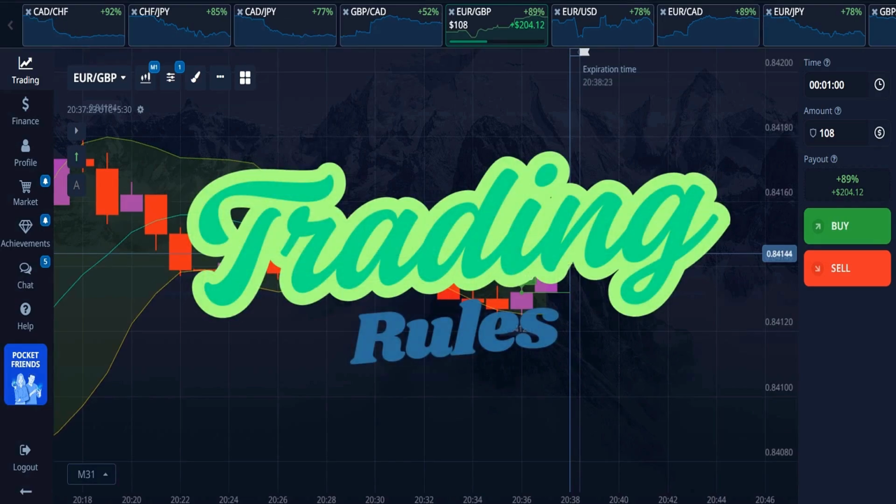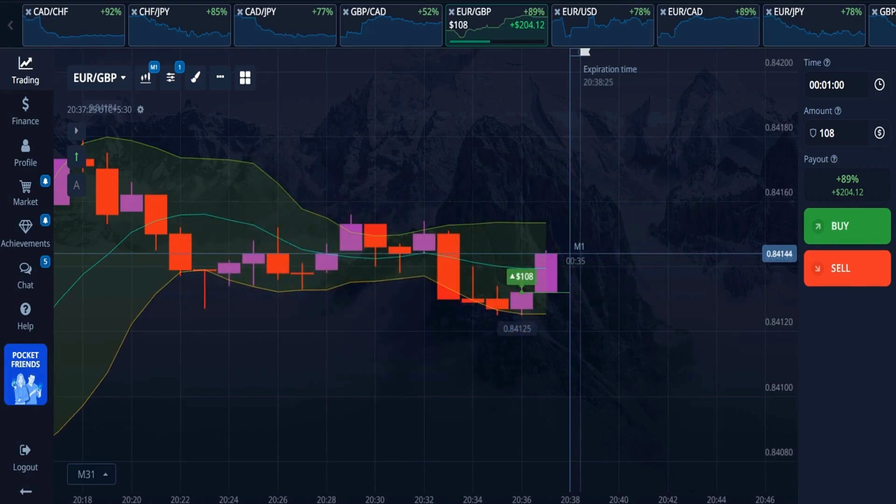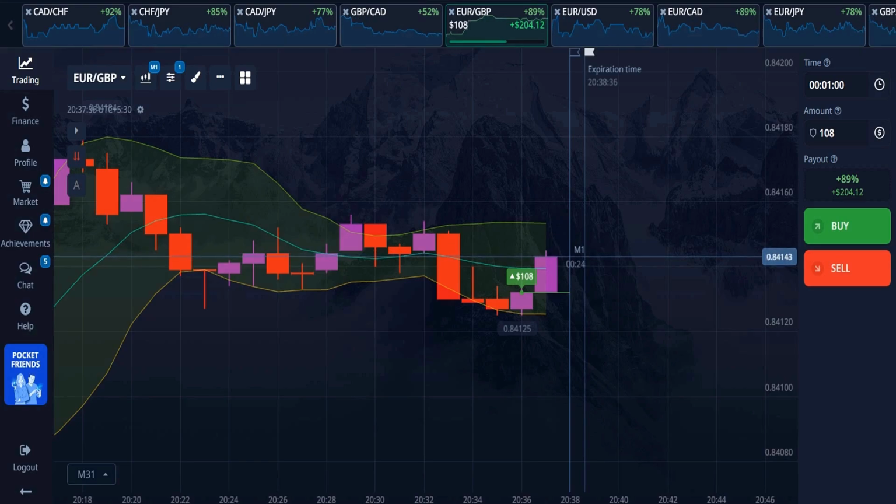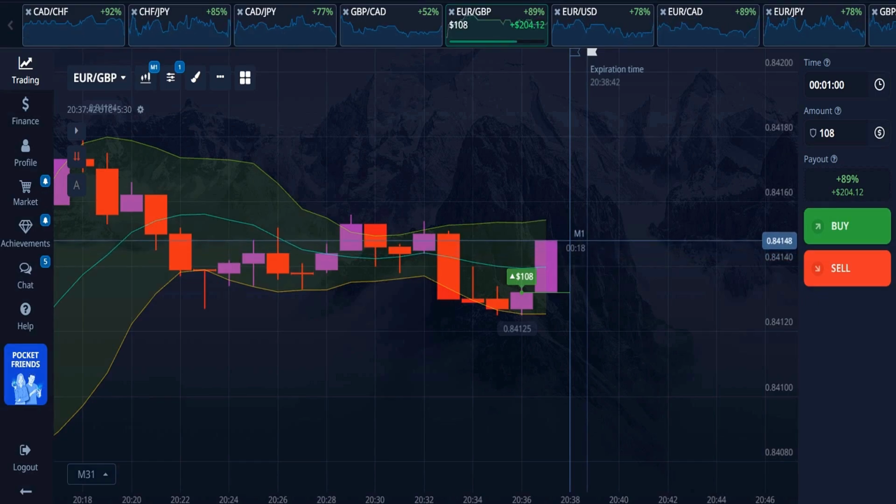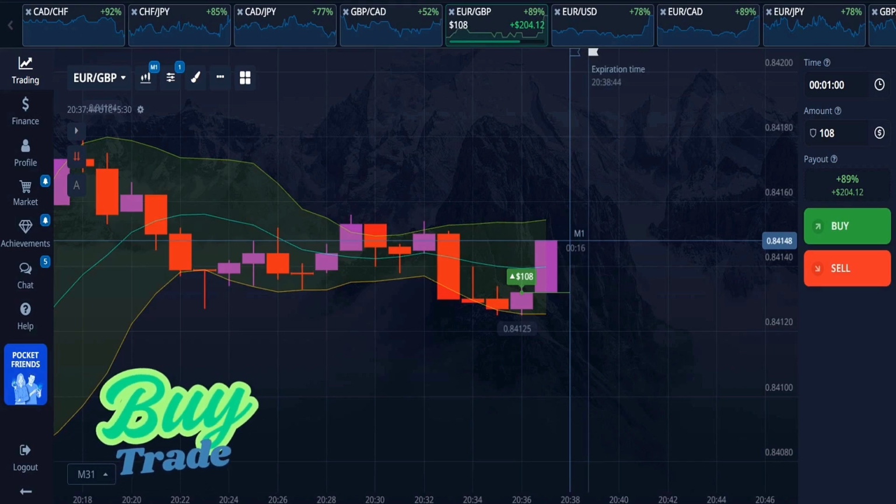Now let's jump into today's powerful trading strategy. The engulfing pattern is a strong candlestick reversal signal used in binary trading. It consists of two candles where the second candle completely engulfs the body of the first one, showing a shift in market momentum. When combined with Bollinger Bands, this setup provides high-probability trades.